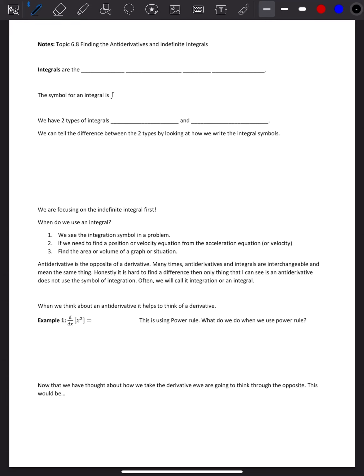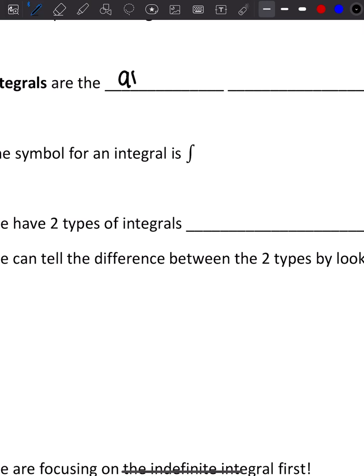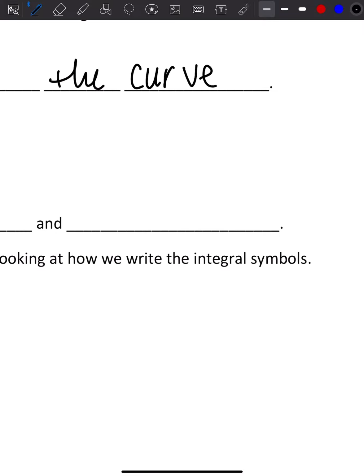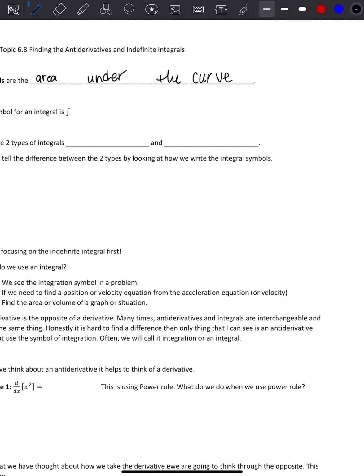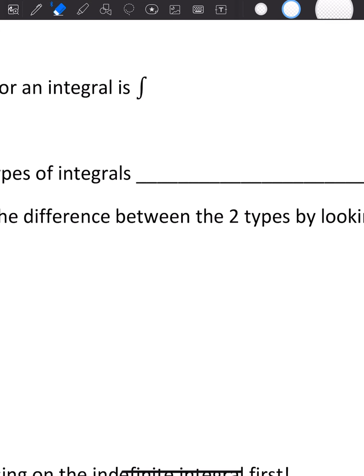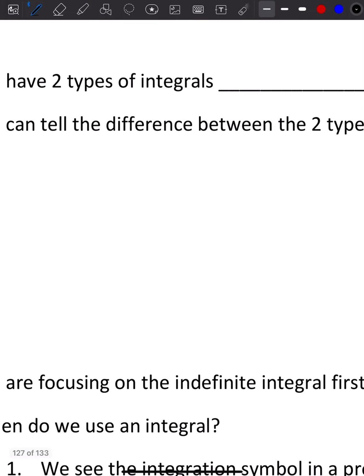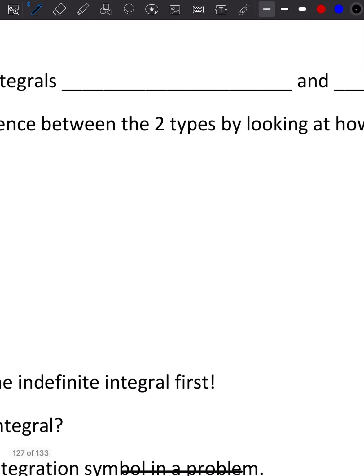Today we're going to be talking about antiderivatives or indefinite integrals. To start off with, integrals are the area under the curve. We have the integral symbol, which looks like this. You'll see some people call it like a crowbar. It's the integral symbol. We have two types of integrals. We have definite and indefinite.